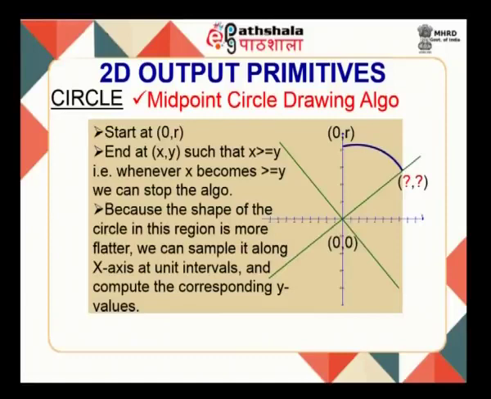And you can also notice that in this octant the slope is actually negative. So, if you start with the circle shape at 0 comma r, here the slope of the circle is actually 0, because the slope of the circle at this point is 0.